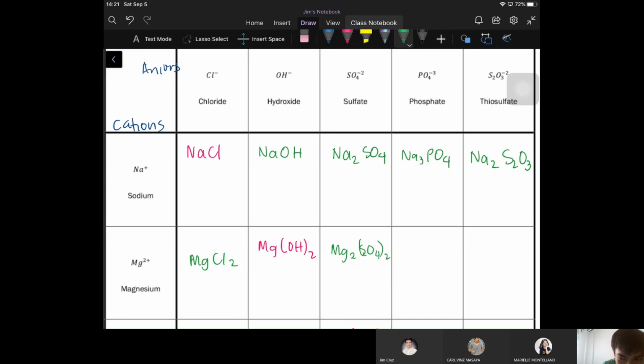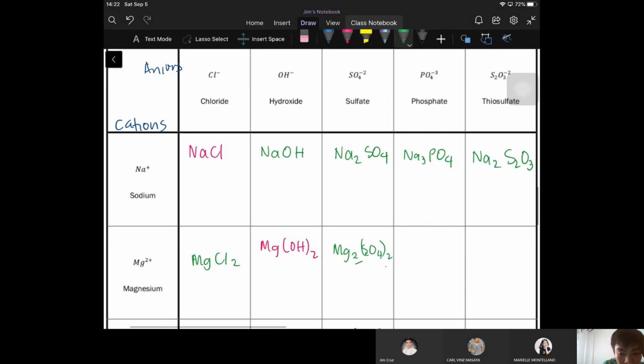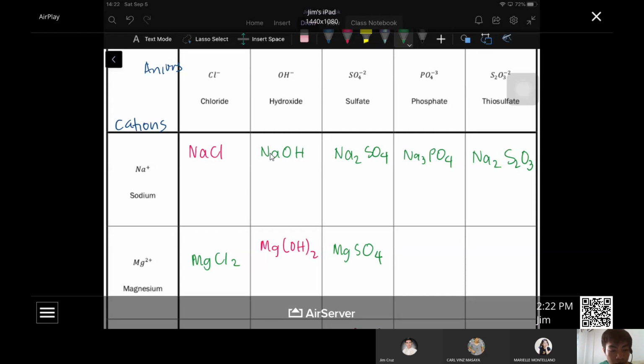Anyway, so yun na yung sagot. So, originally, yung MgSO4, magnesium sulfate, may 2 and 2 doon, di ba? But, ayun nga, we can reduce that now. Pwede natin burahin yung 2 and 2 since same lang naman sila. So, the final formula would be MgSO4. Just keep in mind that the magnesium cation is positive 2 in charge and the sulfate anion is negative 2 in charge. Hindi naman magbabago yun.